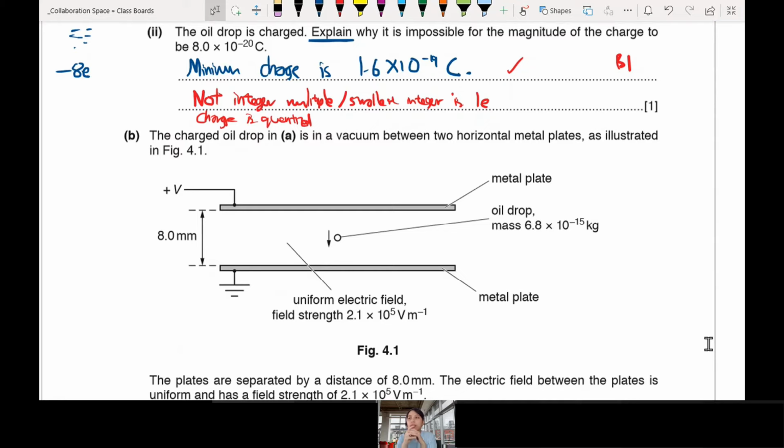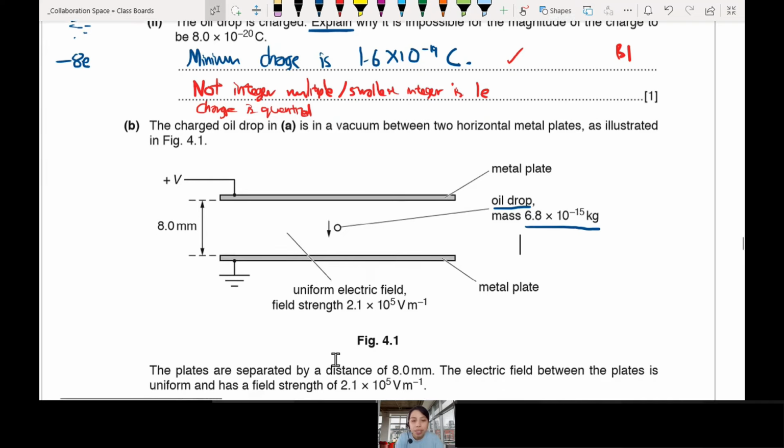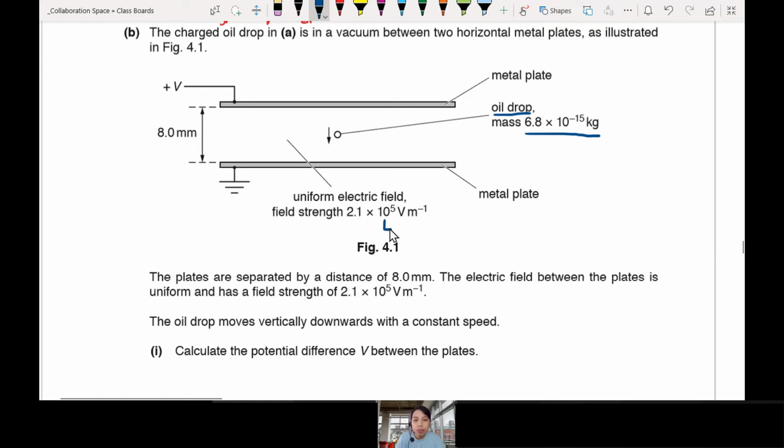If there's no other solutions or suggestions, then we look at the next part, B. Oil drop in vacuum between two plates. Remember when I mentioned if there's an oil drop, especially if they give the mass, chances are there's going to be a gravitational force. You cannot say the gravitational force is negligible. So they give us all the values: uniform E field strength, E, distance of plates, d. The electric field is already given to us. Oh, the d is here, sorry, d is already given.